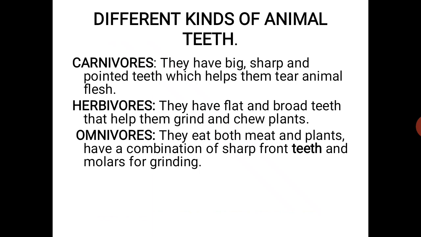Second point, herbivores. Herbivores are animals which eat only plants, so they have flat and broad teeth that help them grind and chew their plants properly. Third point, omnivores. They eat both meat and plants. We have already discussed this. So they have a combination of sharp front teeth and molars for grinding their food.